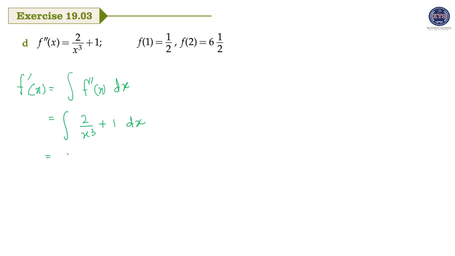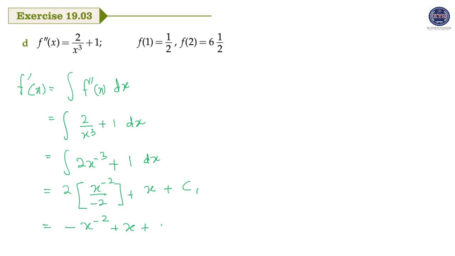Now bring up first. Your power becomes negative 3 and 1 still remains as 1. 2, bila put outside. Now negative 3 plus 1 is negative 2 divided by the new power negative 2. 1, integrate 1, you have x. And then remember you akan dapat plus C1. Simplify further, negative x power negative 2 plus x plus C1.